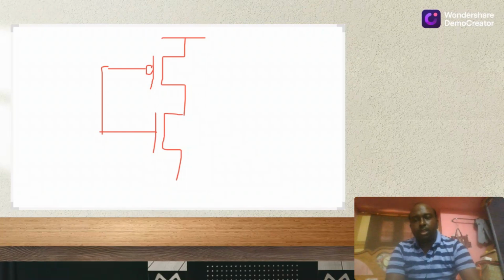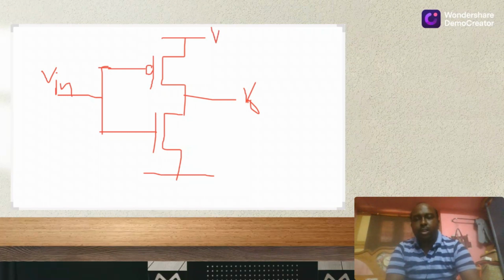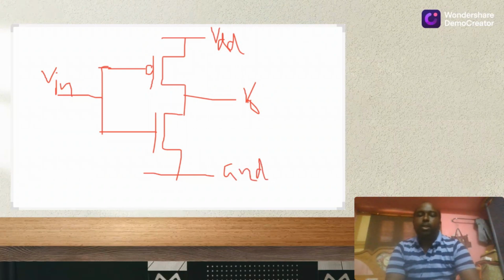And this is the circuit of a CMOS inverter. Here we are going to give the input Vin, and here we are going to take the output V0. And here I mentioned VDD. This is the power supply, which we call VDD. Another one is the ground, and this one is the ground. Now this circuit acts as an inverter.